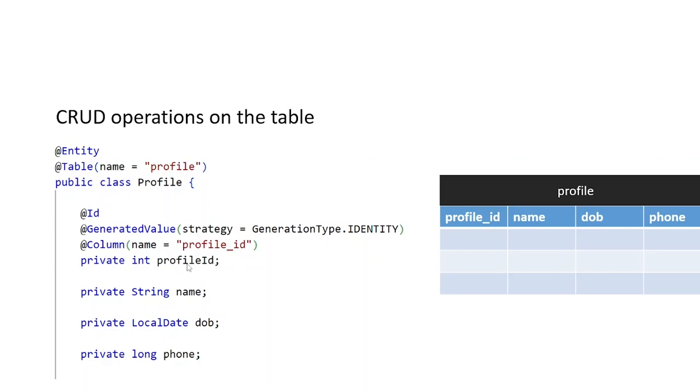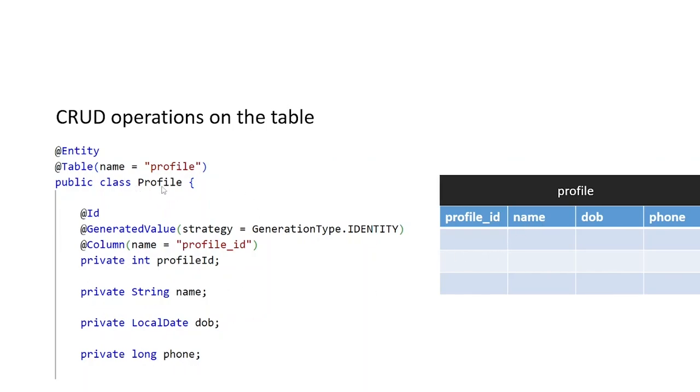As it is an auto increment value, we are using this generated value annotation, and @ID says that this profile ID is a primary key so that Spring Data JPA can generate the queries based on the primary key to perform update operation, delete operation, or retrieve operation. There are other properties like name, date of birth, and phone number.